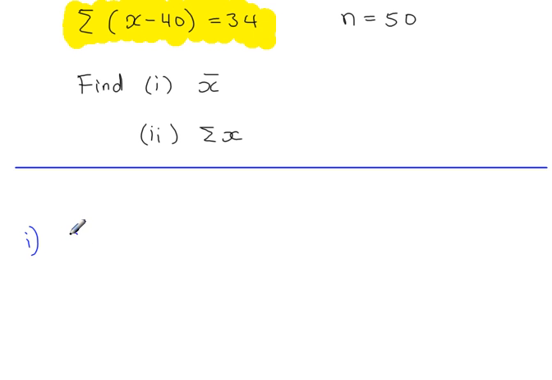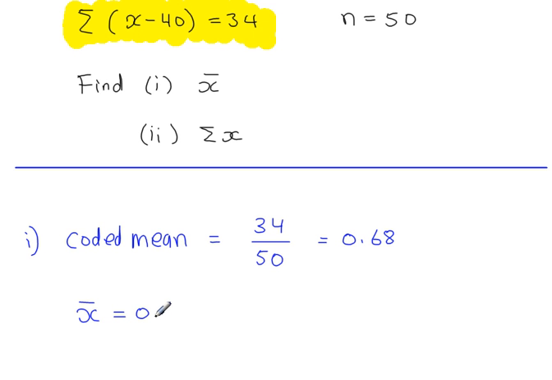So first of all, let's work out the coded mean. So that will be the sum of all of these values, which is 34, divided by the number of data values, which is 50. So that's 0.68. So the coded mean will be 0.68, and if we undo this change here, because 40 was subtracted, we're now going to add 40. So the actual mean is 40.68.